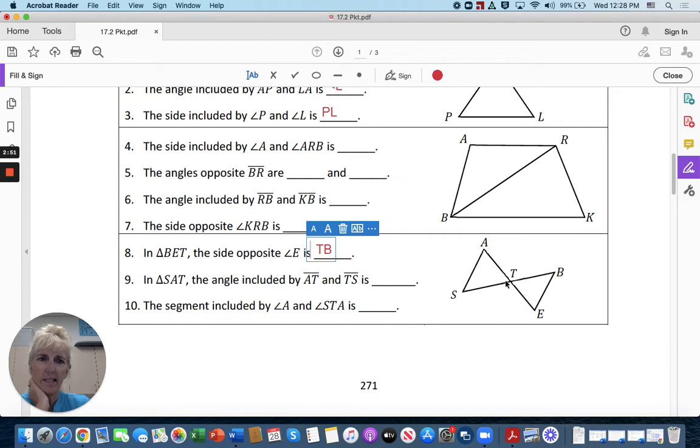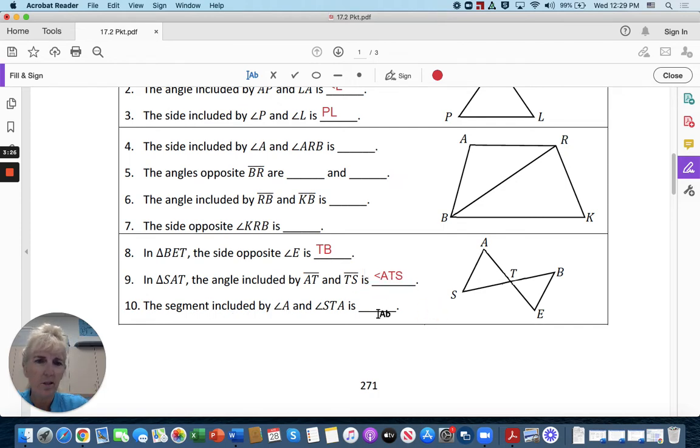In triangle SAT, right here, the angle included by AT and TS is obviously going to be, and for this one, we can't just name it angle T. If I was just going to name angle T, I wouldn't know if I meant right here, over here, here, or here. So we have to use three letters to signify that this is the one that we want. So I would actually say on this one that it would be angle ATS. And so this is my angle sign right there.